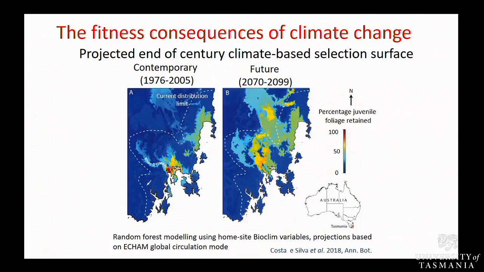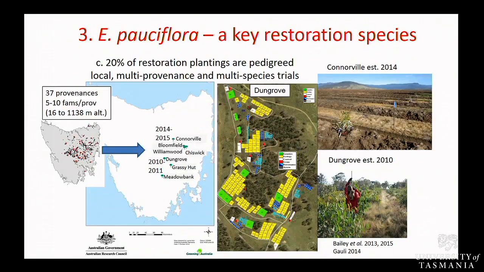And this is where field trials come into play. We can use space for time to try and understand the impacts of these changes in the climate. And so you can see, for example, that the difference in the future between the red here and this yellow here is small compared to the translocation that we've already got an indication of the selection coefficient on.